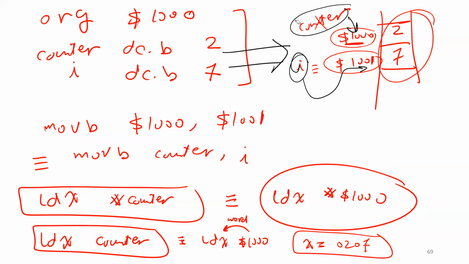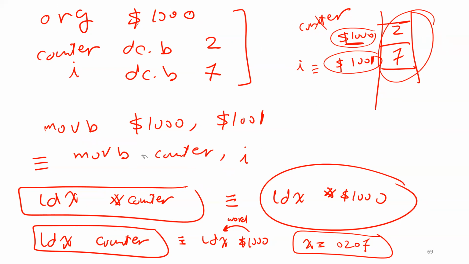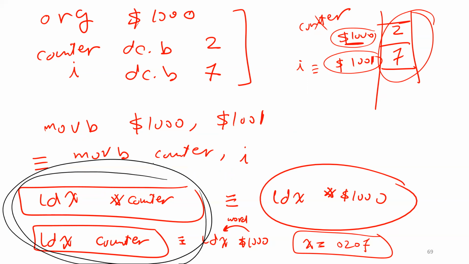Okay, one more thing, very, very important. You should understand the difference between these two. Guys, very important, because we are going to use it with arrays all the time. So let's see here. Again, there is no confusion here. When I say load x hashtag, this hashtag means immediate value. It's not memory, right? However, this counter here is going to be replaced by the exact location, which is 1000. This one also is going to be replaced by 1000.